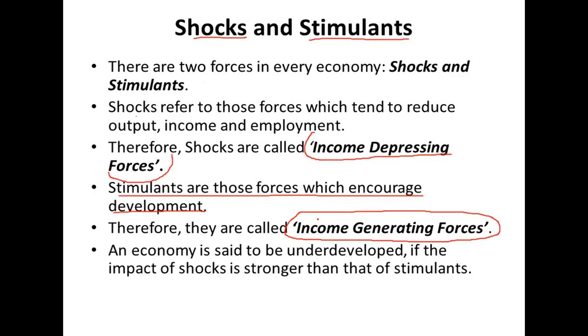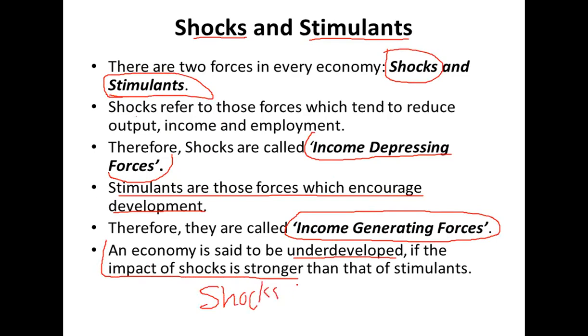In short, in every economy, there are two forces at work. One is income depressing forces, which are known as shocks, and the second is income generating forces, which are known as stimulants. So these two things are very important in Leibenstein's theory. Then he says an economy is said to be underdeveloped if the impact of shocks is much stronger than stimulants. So for the economy to develop, we need stimulants to be higher. Stimulants must be higher than shocks. Then only the economy will be developed. So according to Leibenstein's theory, an economy is said to be underdeveloped if the impact of shocks is greater than that of stimulants.